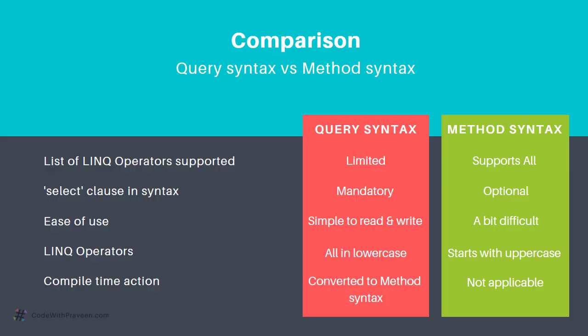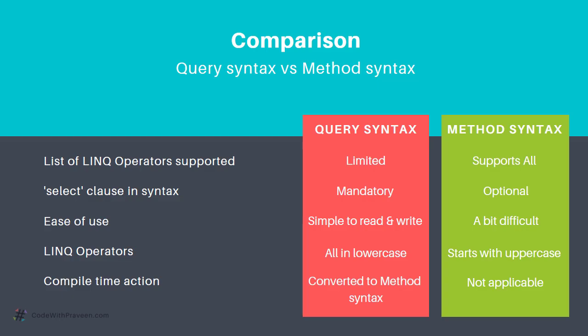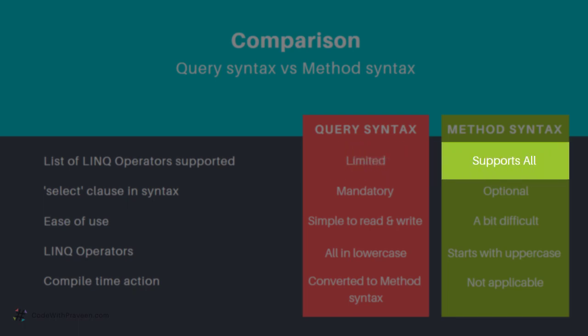This table summarizes the key differences between query syntax and the method syntax. First, the list of LINQ operators supported by each syntax differs. In the case of query syntax, it supports a minimal set compared to all the operators available, whereas the method syntax supports all the operators available in LINQ.